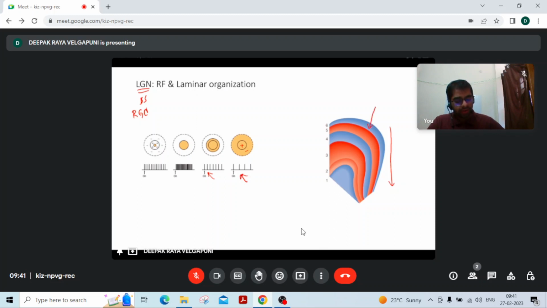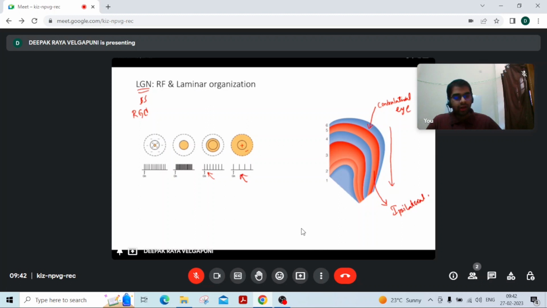The blue color represents the contralateral eye. I'll tell you what is meant by ipsilateral eye. So what is meant by contra and ipsi?